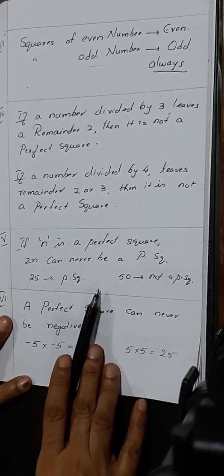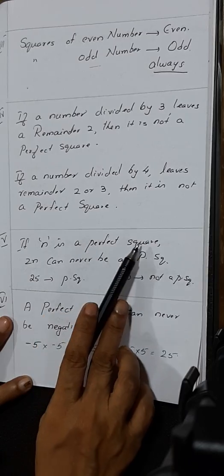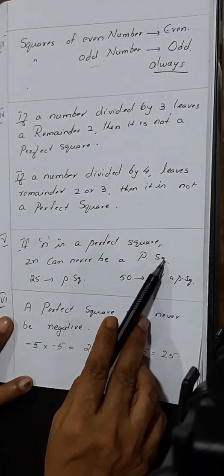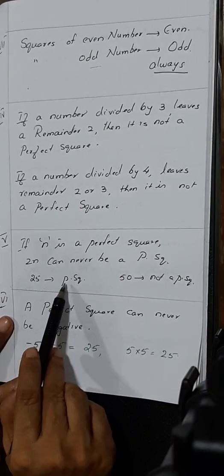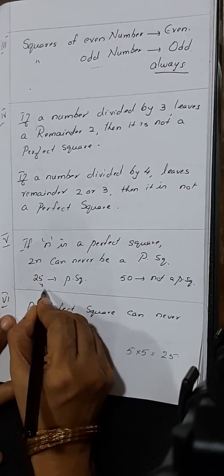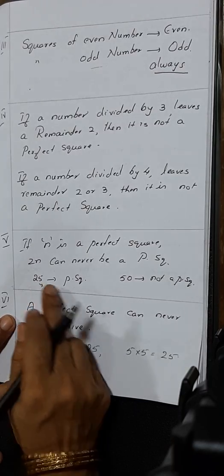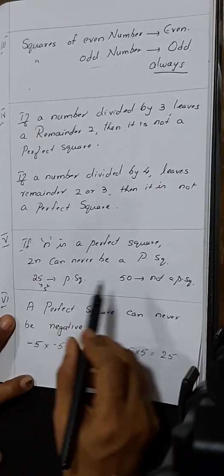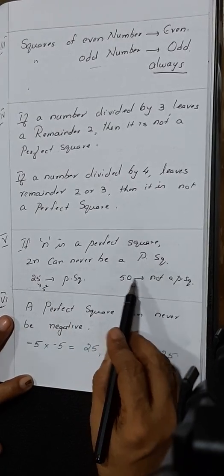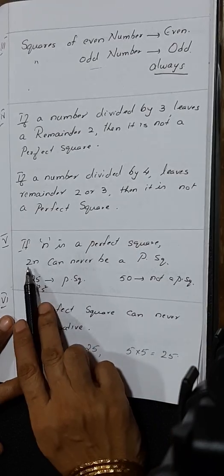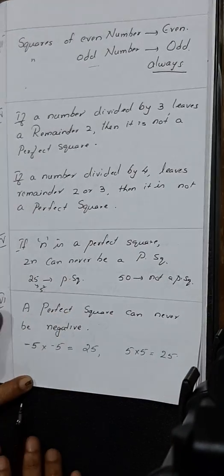Now coming to the next property, if n is a perfect square, you can say 2n can never be a perfect square. For example, you know 25 is a perfect square. 25 you can write as 5 squared, so it is a perfect square. So you take 2n, so 2 into 25 is 50. 50, you know, is not a perfect square. So if n is a perfect square, 2n can never be a perfect square.